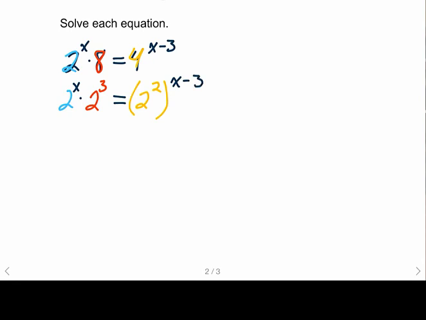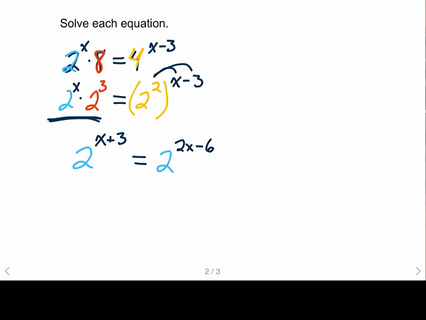And now we're looking at properties of exponents. On the left-hand side, 2 to the x times 2 cubed. The base is going to be 2, and whenever we're multiplying two numbers with the same base, you remember we add their exponents. And so 2 to the x times 2 cubed becomes 2 to the x plus 3. On the right-hand side, we have a power to a power, and so we're going to multiply those exponents. 2 squared to the x minus 3 becomes 2 to the 2x minus 6.